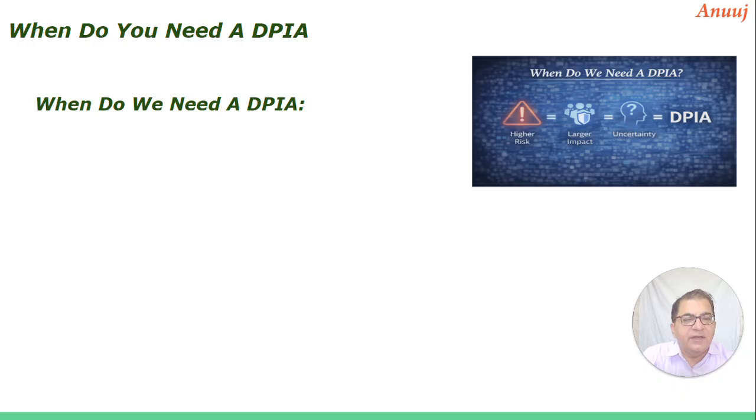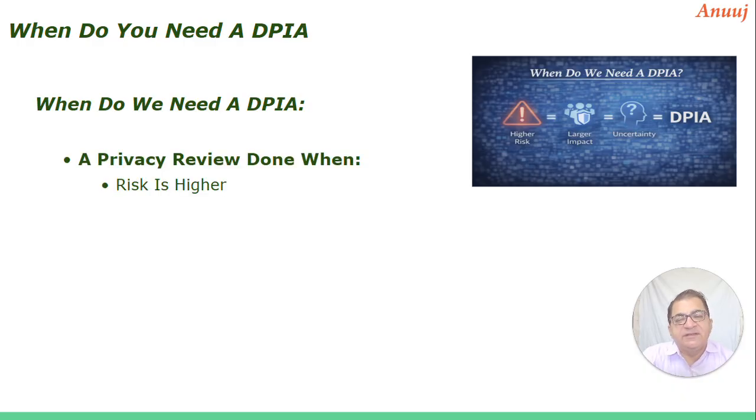When do you need a DPIA? You need a DPIA when risk is higher. Why would the risk be higher? Risk could be higher when you are handling sensitive data, because if sensitive data is lost or compromised, there would be a higher impact. For example, credit card information is lost from an e-commerce website. The impact would be higher because there is a possibility of misuse of credit cards. So you need to be careful about it.